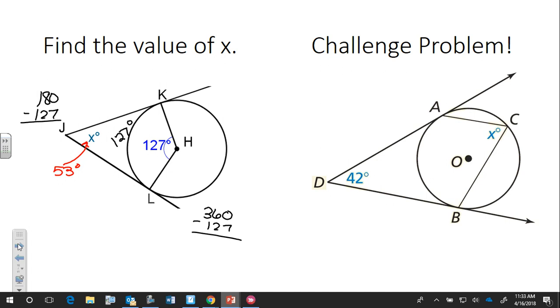How can we tell again? Anytime it has a center point, then we know it's a central angle, and it equals this arc. So if we took 360 minus 127, we get 233. If I subtract 233 minus 127, because they're outside, and divide by 2, I should get my 53. That's just the harder way. So if you can remember this little theorem, that saves you some time. 180 minus the central angle gives you this angle.